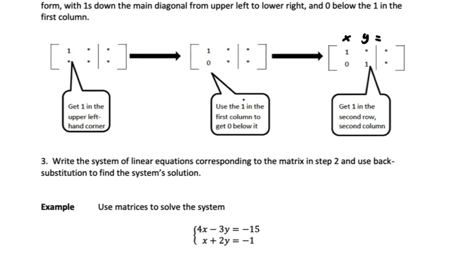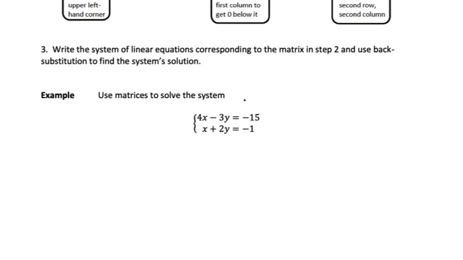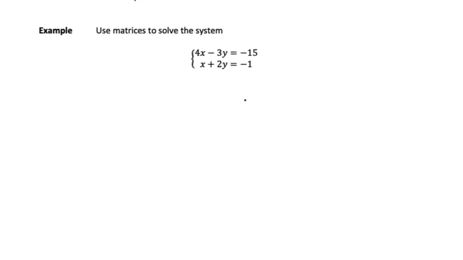So we're going to do an example here of a system with two equations and two variables. We're going to use matrices to solve. My first step is to write the augmented matrix. So this is going to be 4, -3, and then after the vertical line we're going to have -15, and my second row will be 1, 2, -1.